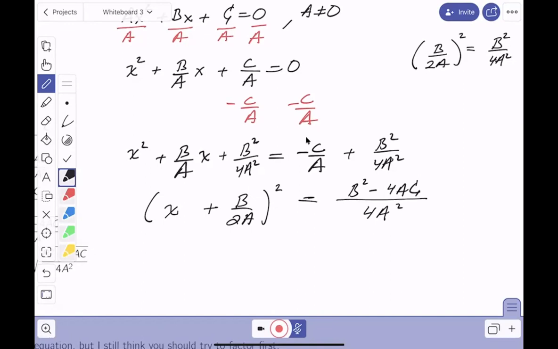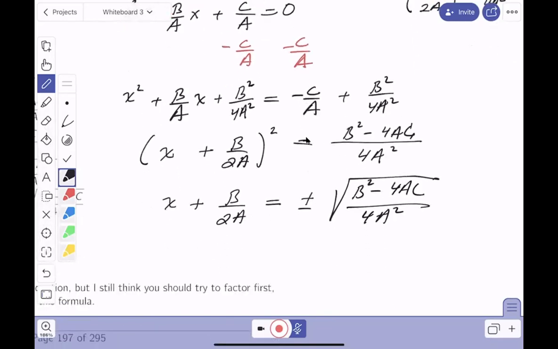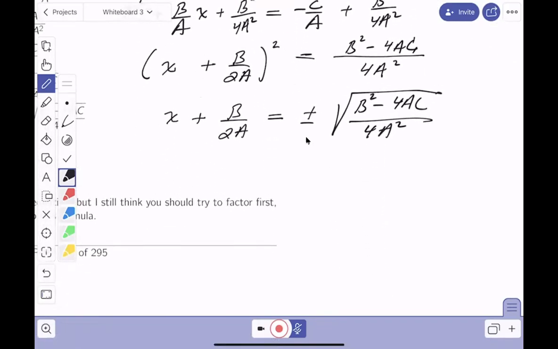Square root rule, what do you get? X plus b over 2a is equal to plus or minus the square root of b squared minus 4ac over 4a squared. It looks like a nightmare, there's no doubt about it. Got to keep going though. So what do you get over here? X equals, I'm going to subtract b over 2a from both sides.